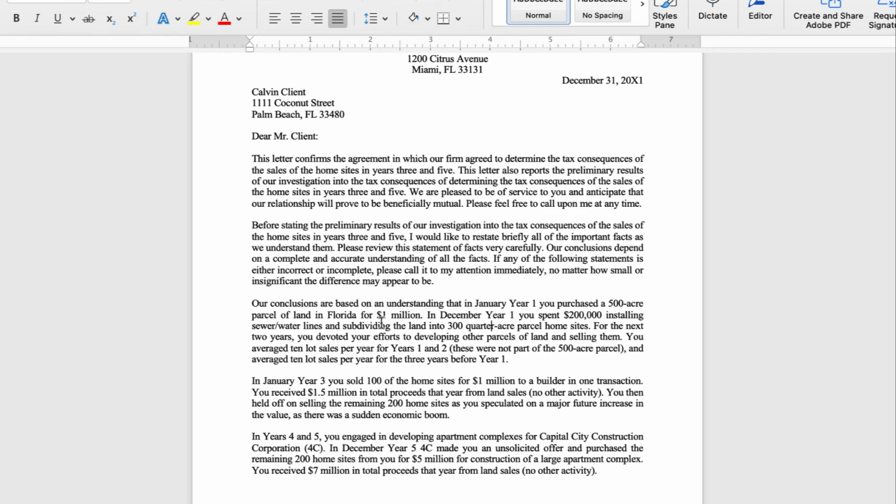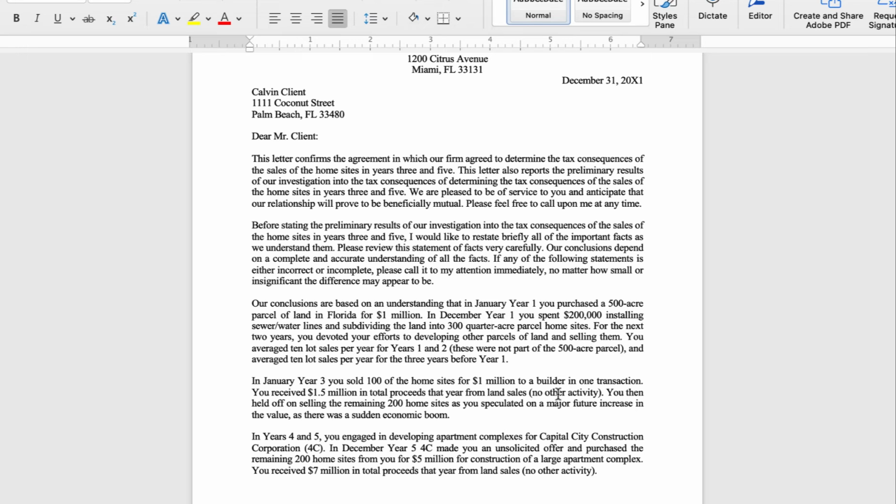Our conclusions are based on an understanding that in January year 1, you purchased a 500-acre parcel of land in Florida for $1 million. In December year 1, you spent $200,000 installing sewer and water lines and subdividing the land into 300 quarter-acre parcel home sites. For the next 2 years, you devoted your efforts to developing other parcels of land and selling them. You averaged 10 lot sales per year for years 1 and 2.